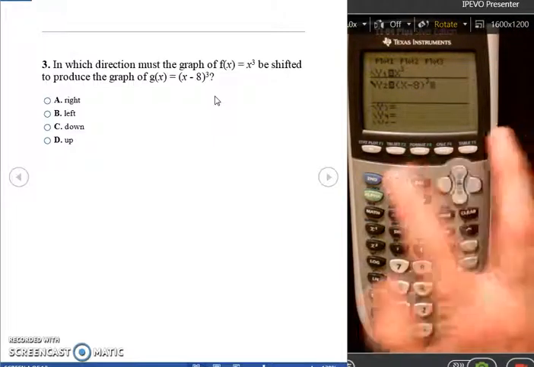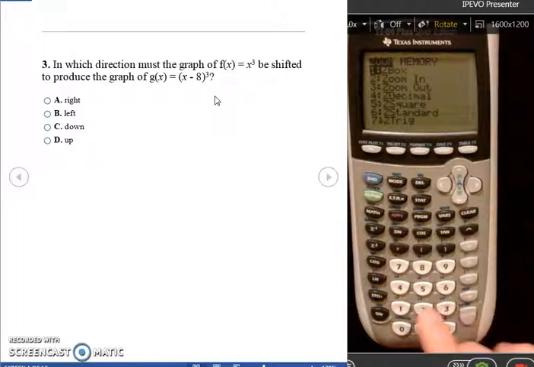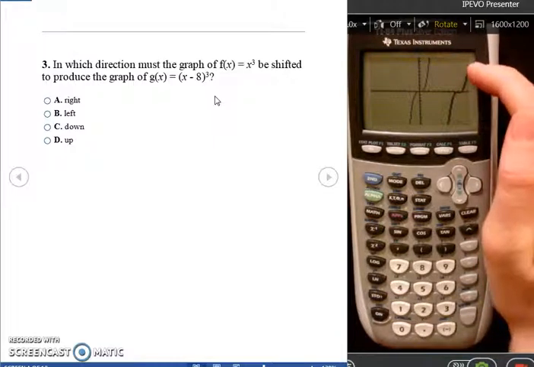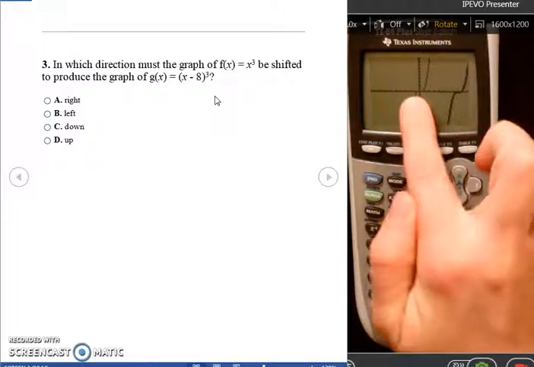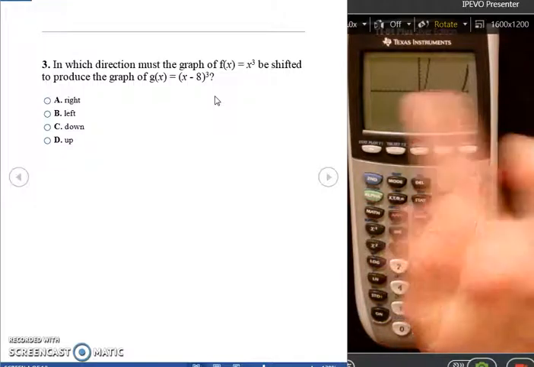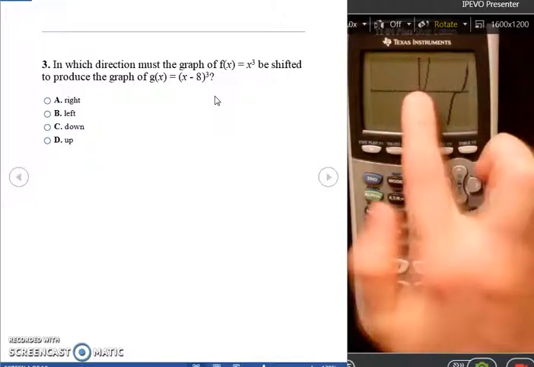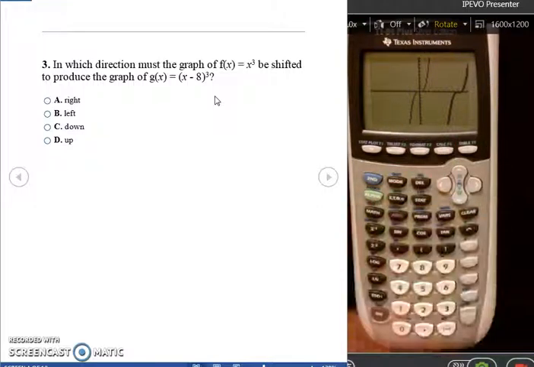So I'm going to go ahead and graph that, and I just want to make sure I have it in that standard window still, so I use zoom 6. There's my first graph, nice and skinny. And there's my second graph, thick. So when I look at the first graph to the second graph, it's shifted to the right. So to get from first to second, I move right. So that means my answer here is going to be A.